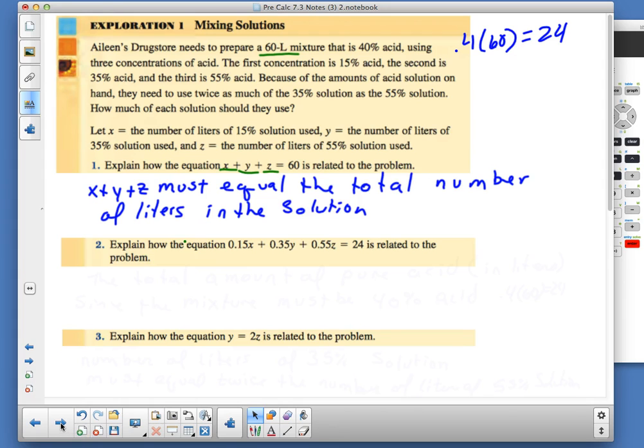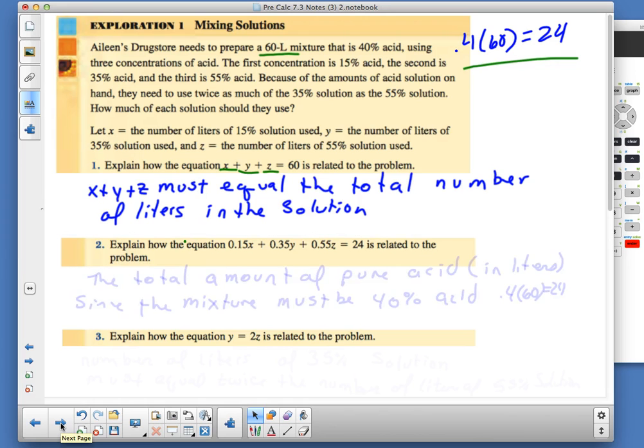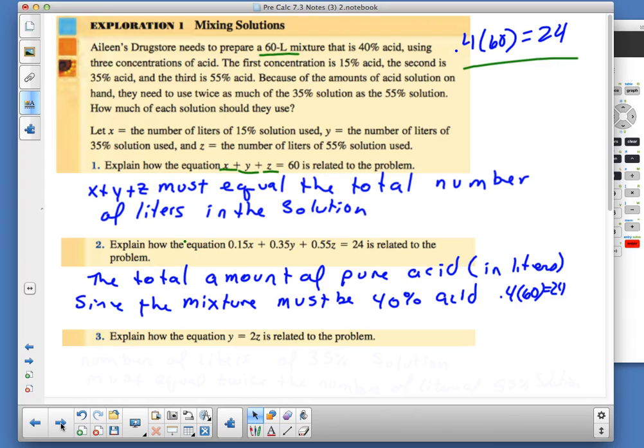Now explaining how the equation of 0.15x plus 0.35y plus 0.55z comes in. Remember, I said that the total mixture will have 24 liters of pure acid in it. In order to get to this 24 number, we're going to combine these. Since the mixture must be 40% acid, the total amount of pure acid in liters is 0.4 times 60. Okay, that's where that number comes from. And that's the pure acid in the mixture, and the rest is just distilled water to thin it out.